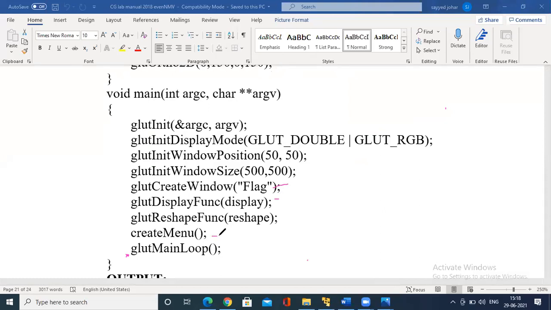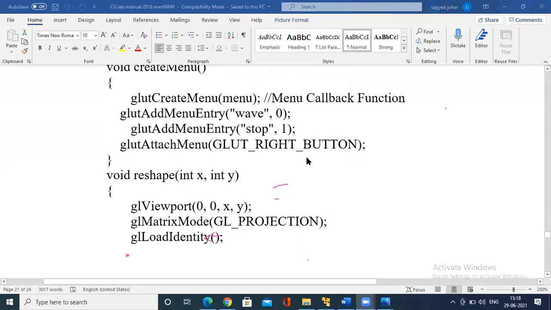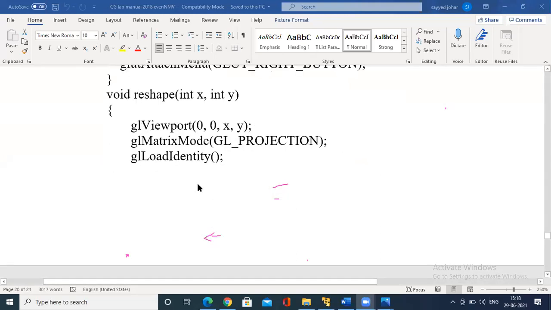You have a menu. Since we have a menu driven program, we create a menu for wave 0 to stop, wave 1 to flutter. Okay, then we have the display function. Let me go to the display function and init function. What does the init function or reshape function consist of? We create a viewport. Viewport is the same as 0, 0, x, y. It is the same as the window size only.